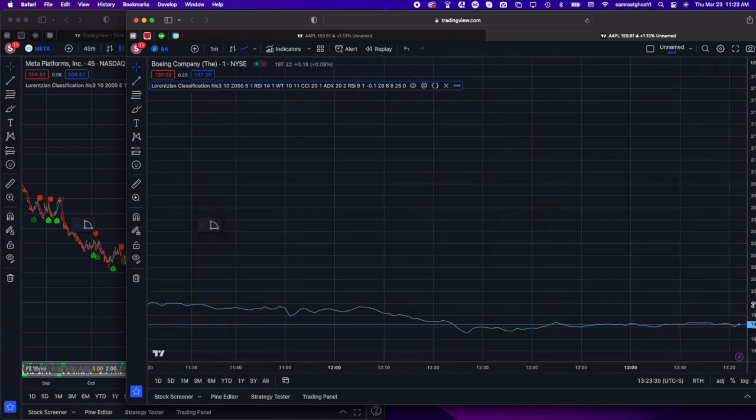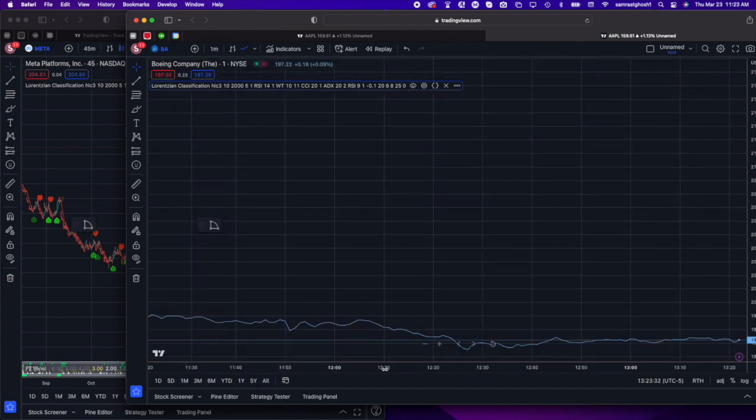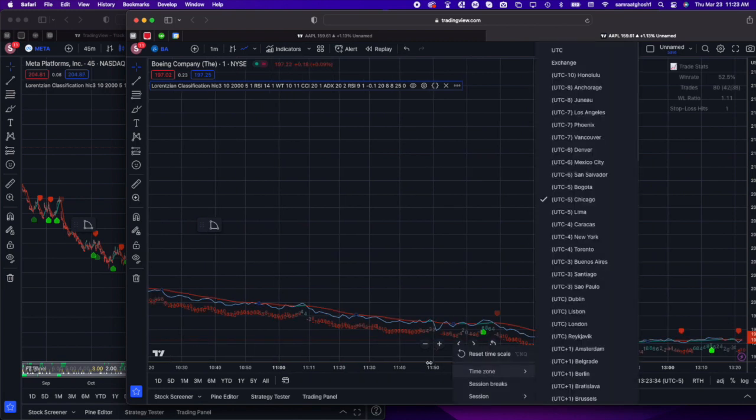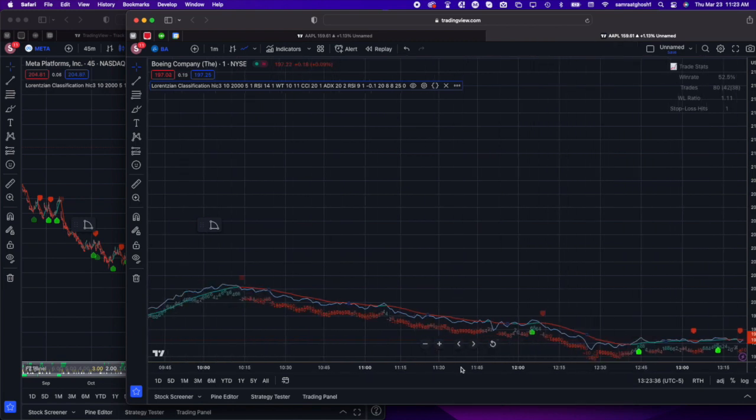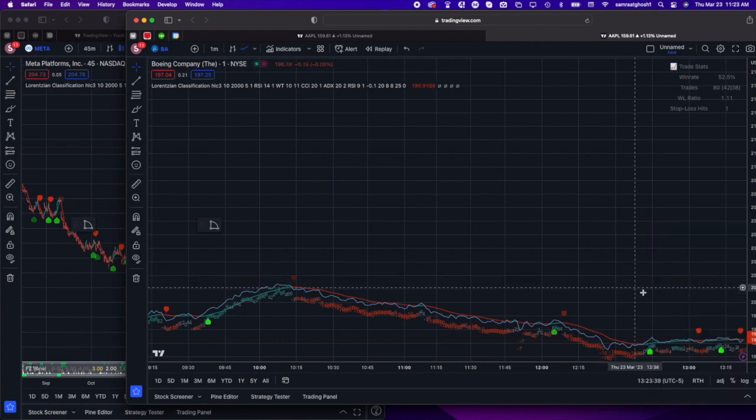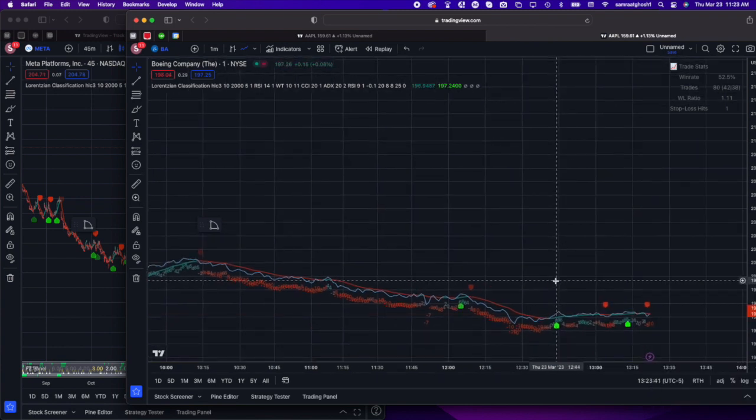And depending on where you exit, like say you exit as soon as the kernel regression line turns red for a long, or if you're trying to enter into a short, exit when it turns green. As long as you're in profit, you can have a very high profitability rate per trade.